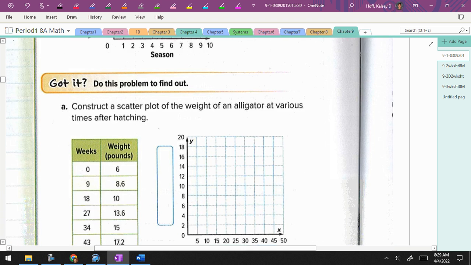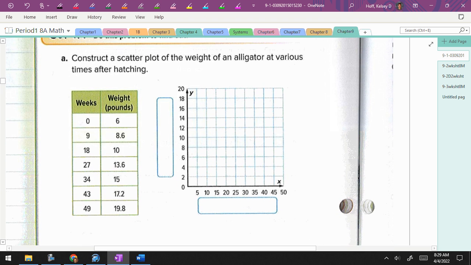If we go to the very bottom, right down here, it says construct a scatter plot of the weight of the alligators at various times after hatching. X is always on the left, Y is on the right. What label should I put on my X-axis according to my table? Weeks, very good. And what label should I put on my Y-axis? Weight, very good.